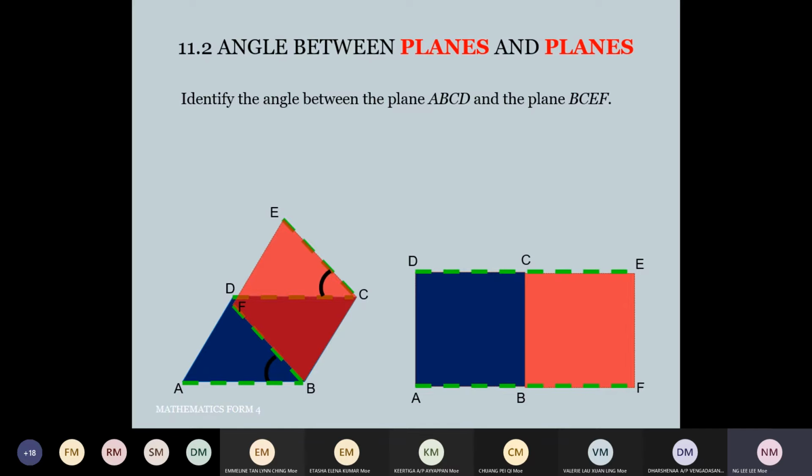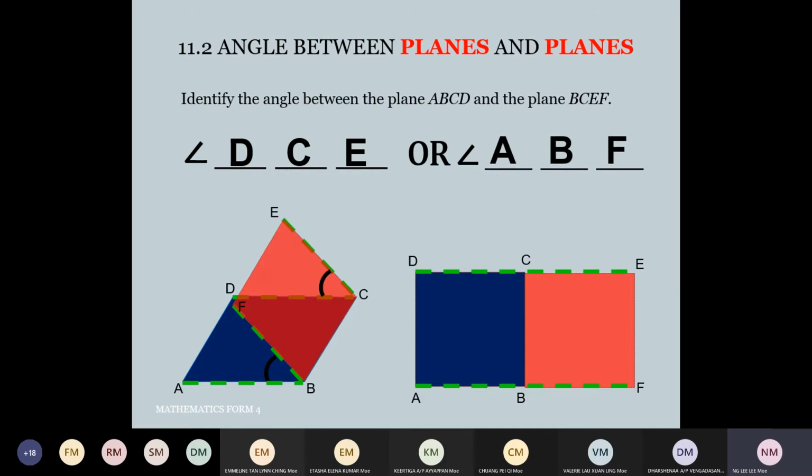Maybe you still cannot see well. What is the meaning of this? We'll see more examples. So the angle is angle DCE, and also angle ABF. Either one is the answer. Okay, so I go to the next one.